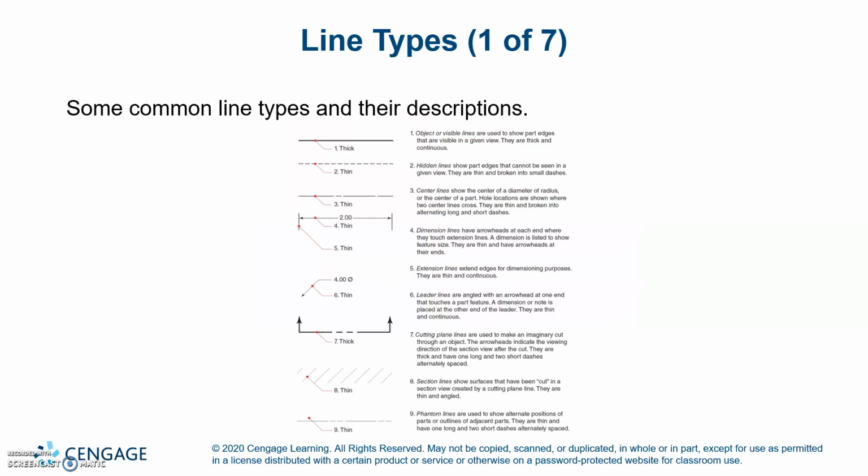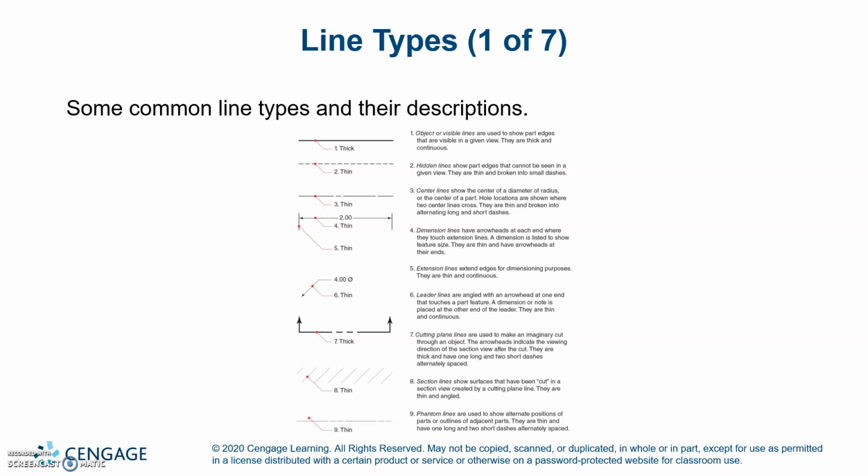Some common line types and their principles. Number 1, a dark, thick line is an object or visible line, used to show edges that are visible in a given view. They are thick and continuous. Number 2, hidden lines show part edges that cannot be seen in a given view. They are thin and broken into small dashes.